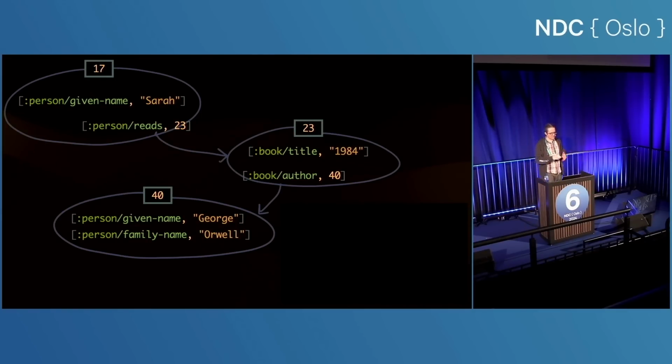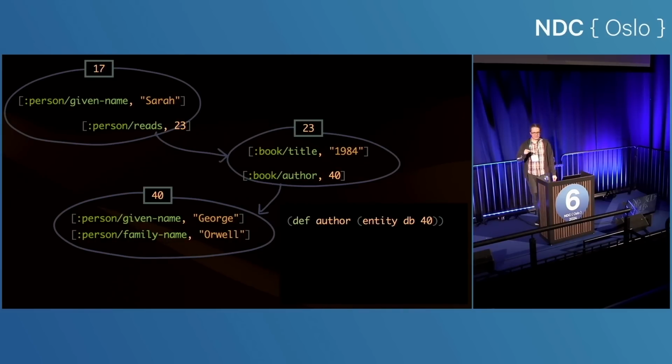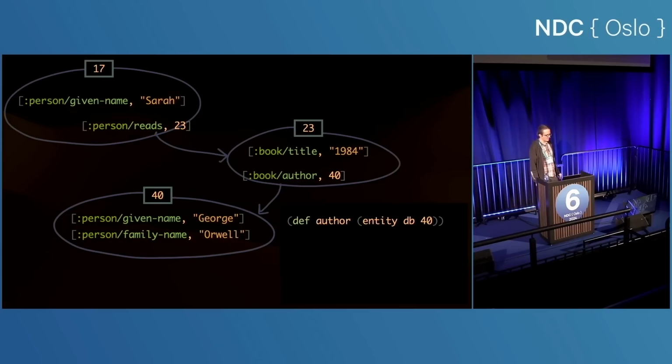Now, let's say that we instead had defined the author to be the entity in the database with the ID of 40. And you might notice that dear old George does not have any arrows pointing out. It doesn't have any attributes that point to other entities. But it would be useful to know which books he wrote, right? And you can actually do that in Datomic.